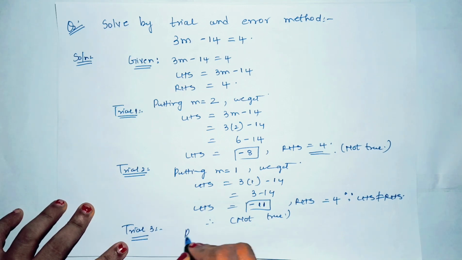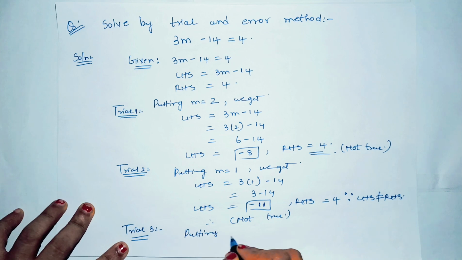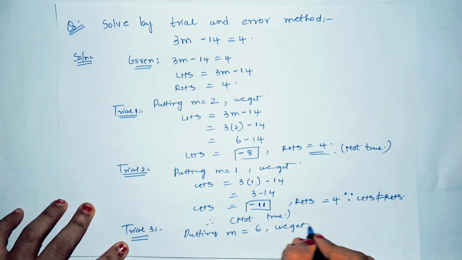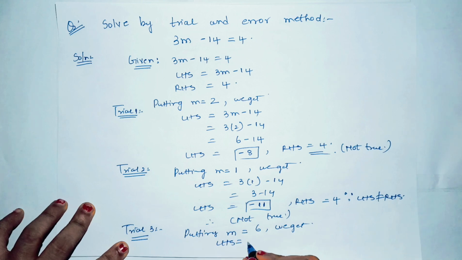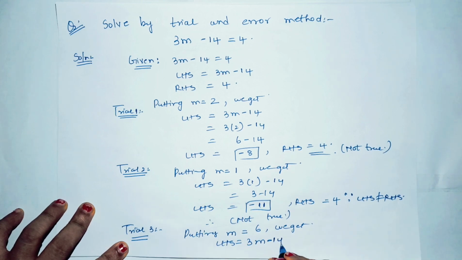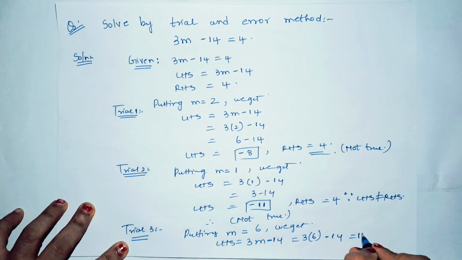Okay. Now can I write putting m is equal to 6. Let's see, m equals 6. So what is LHS? 3m minus 14. So 3 into 6 minus 14, 18 minus 14, which is equal to 4. And in RHS what do you have? In RHS also you have 4.